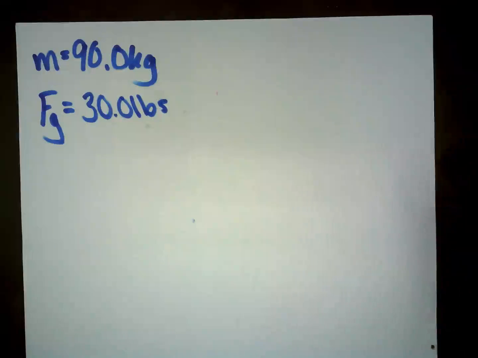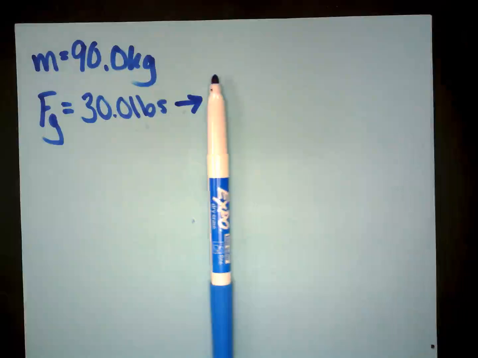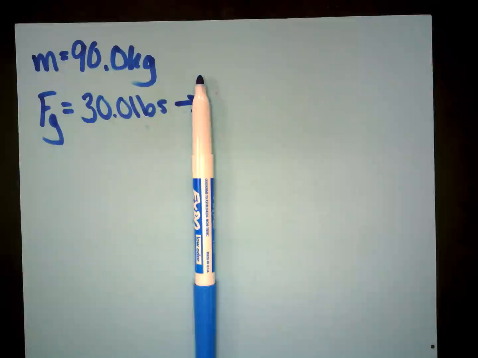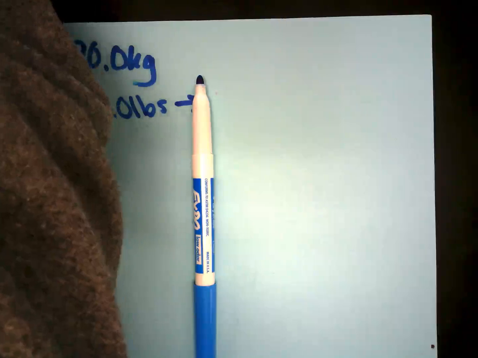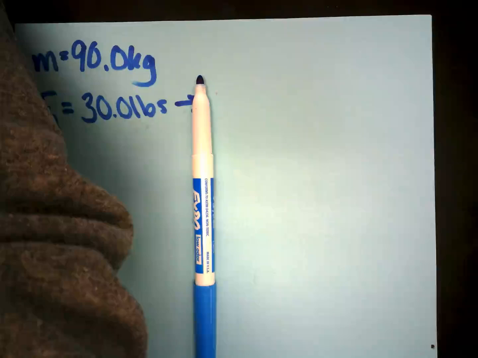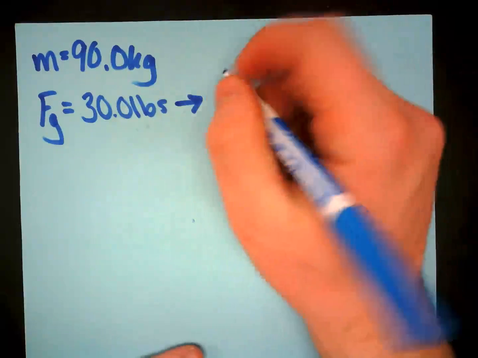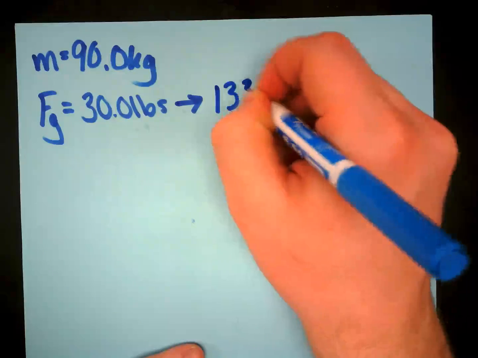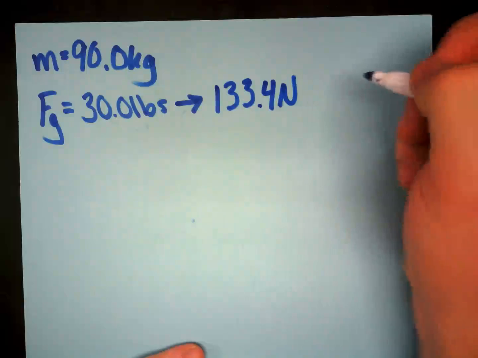So a quick little Google conversion gives us this, or at least, let me double check, because this is from my old key. So I'm going to put in pounds to newtons. So this dude has 30 pounds. Yeah, so that's still good. So that gives him roughly about 133.4 newtons worth of weight.